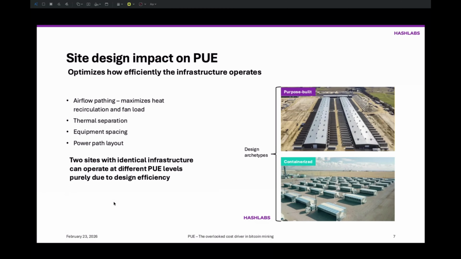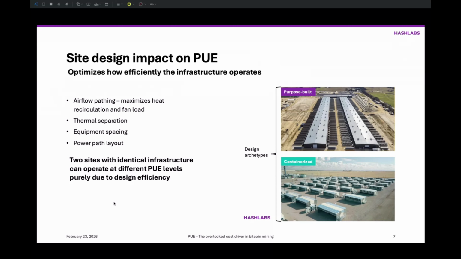Where is that heat being transported? How is it circulating around? How much do you need to run the fans in order to recirculate that air? You can do thermal separation, which is standard in all mining sites right now. You can set some space between different equipment, and also it's important to design the power path layout correctly.